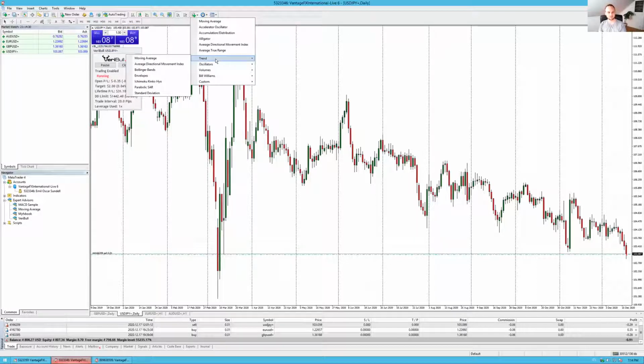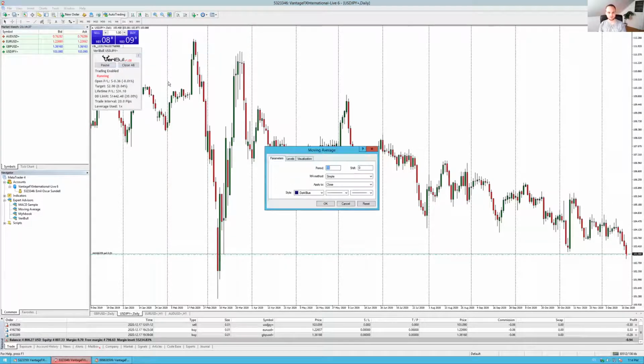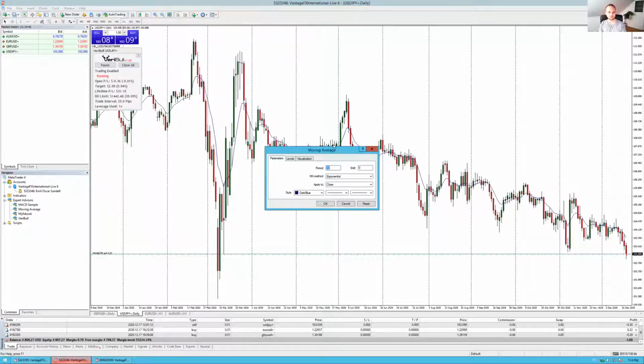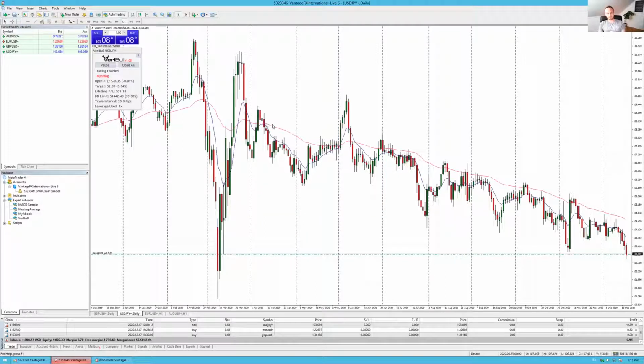Then moving average, and I tend to have one on period 10, which is a shorter period, with the exponential method, and add one. Then do the same thing for a longer period, and we can take another color for that. Looks nice. So we have one with a longer period that is slower and doesn't change as often, and one that follows the bars more narrowly.